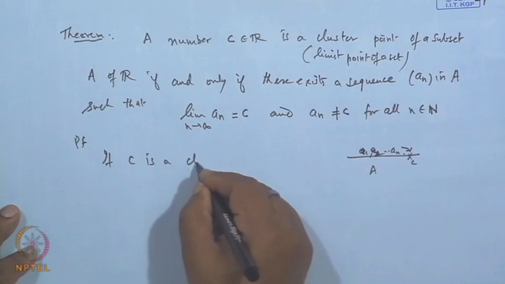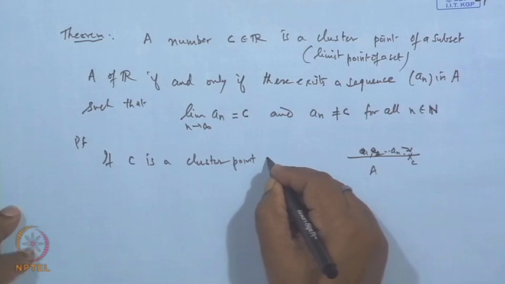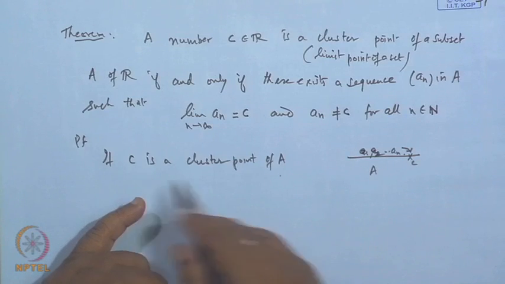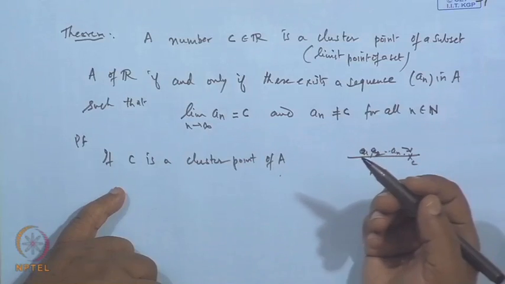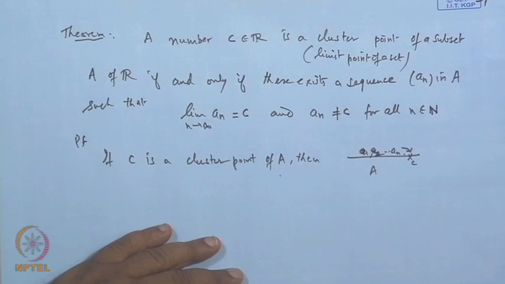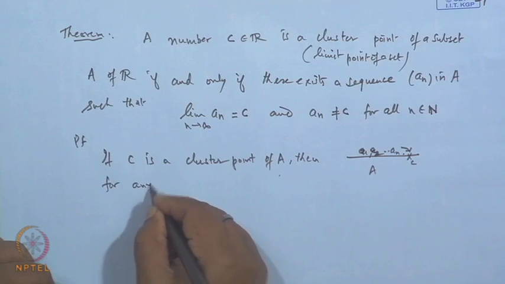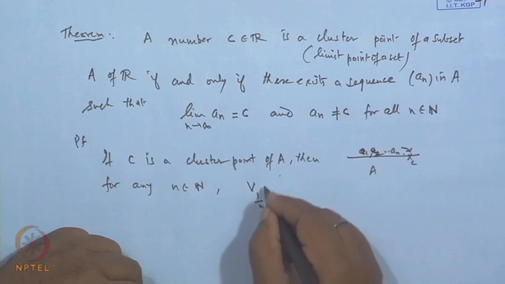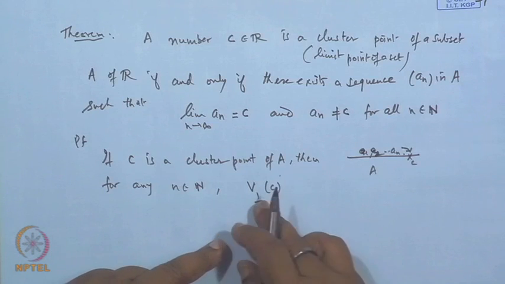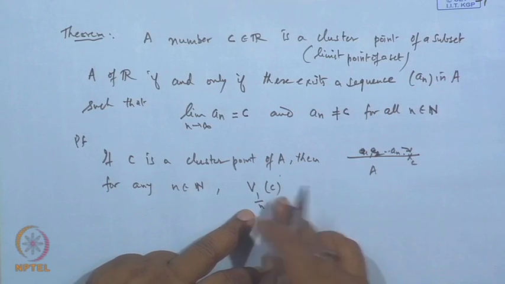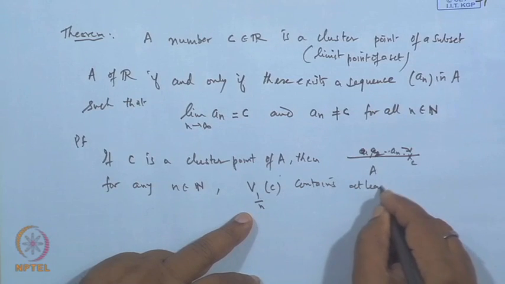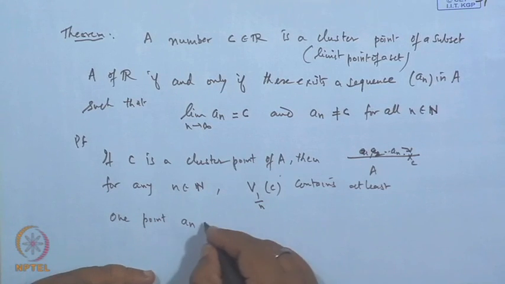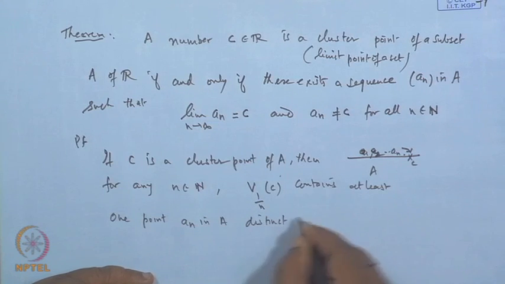If C is a cluster point of A, then by definition any delta neighborhood of C must include some point which is different from C. So, choosing delta to be 1 by n, for any n belonging to N, the 1 by n neighborhood of C contains at least one point a_n in A, distinct from C.